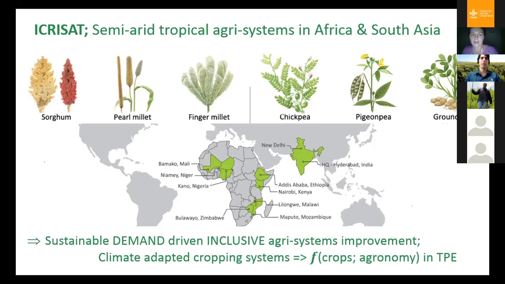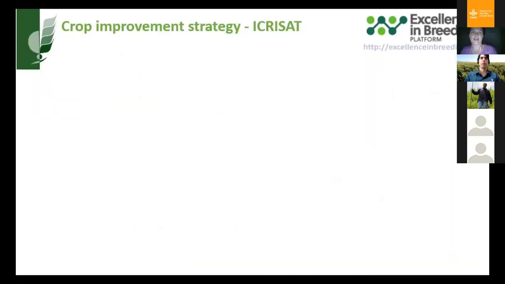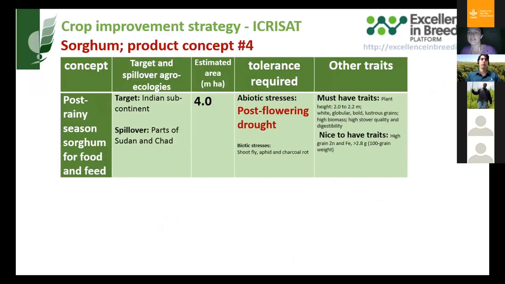Today I will talk about the part which deals with adaptation of cropping systems to current and future climatic risks as a function of crop properties and agronomy in those target populations of environments. Here again, an integral part is crop improvement, and again the Excellence in Breeding platform comes to our aid to standardize and modernize these methodologies across the CG centers.